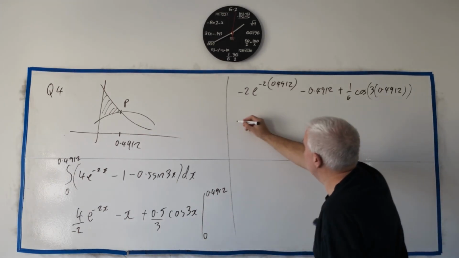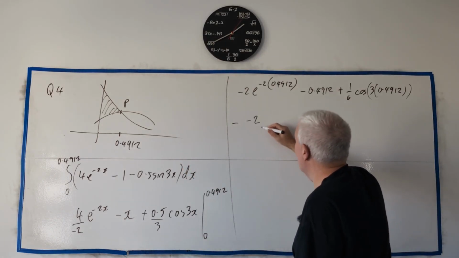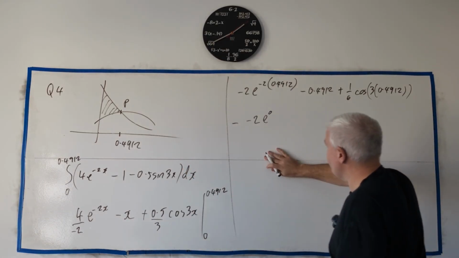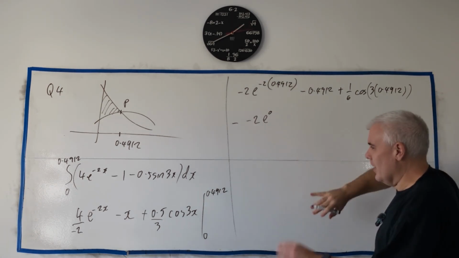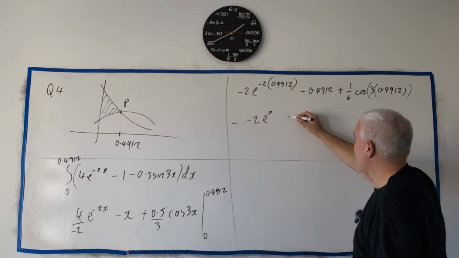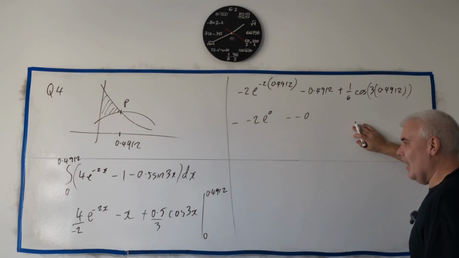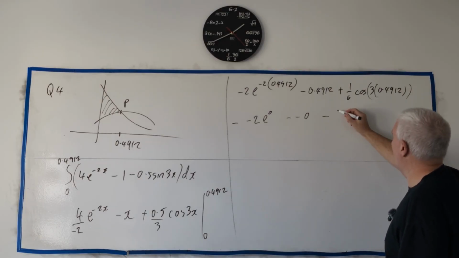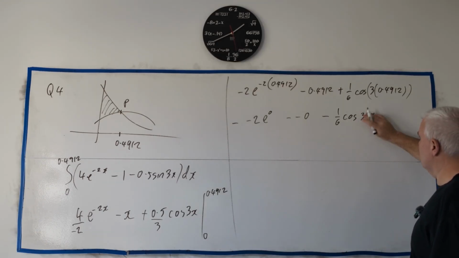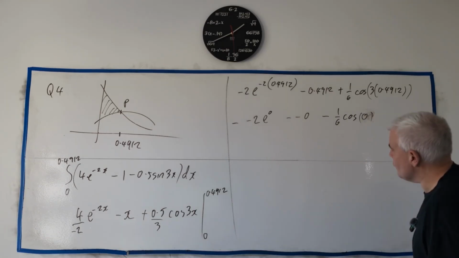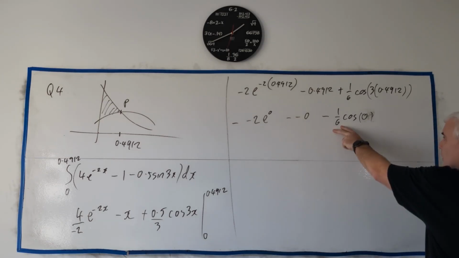Then we take away minus, put in 0. That one's nice and easy though. We get minus 2 e to the power 0, which is just 1. So minus cancel, get a 2. Anyway, put 0 in here, we get minus 0. Again, just 0. And then we get minus 1 over 6 cosine 3 times 0, or well, just 0 we'll write in. That's just 1. Cosine of 0 is 1. So that becomes minus 6.